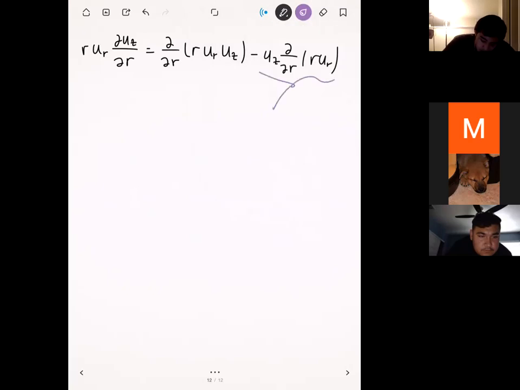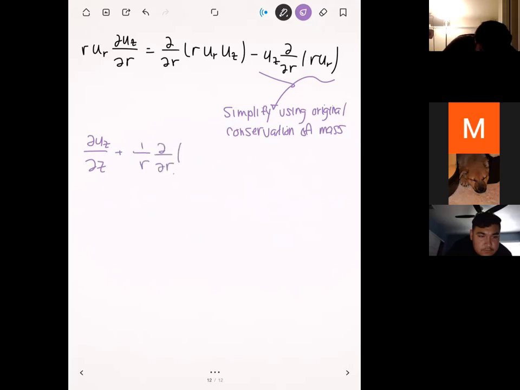From here, we want to simplify this term using our original conservation of mass equation. This is the original conservation of mass before we performed any integration. If you remember what that looked like, you have partial u_z, partial z, plus 1 over r, partial r of r u_r, and this is equal to 0.